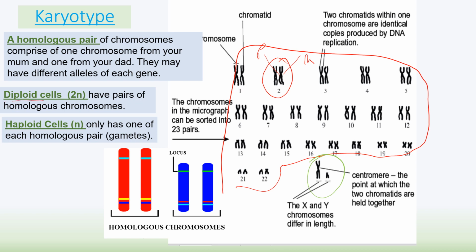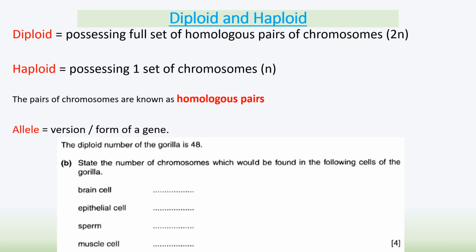And when you have 23, because you've only got one of each homologous pair being passed on, so for example, we could pass this one on or this one, it is called a haploid cell or haploid chromosome number. So diploid cells possess a full set of homologous chromosomes, haploid cells only have one set of chromosomes.